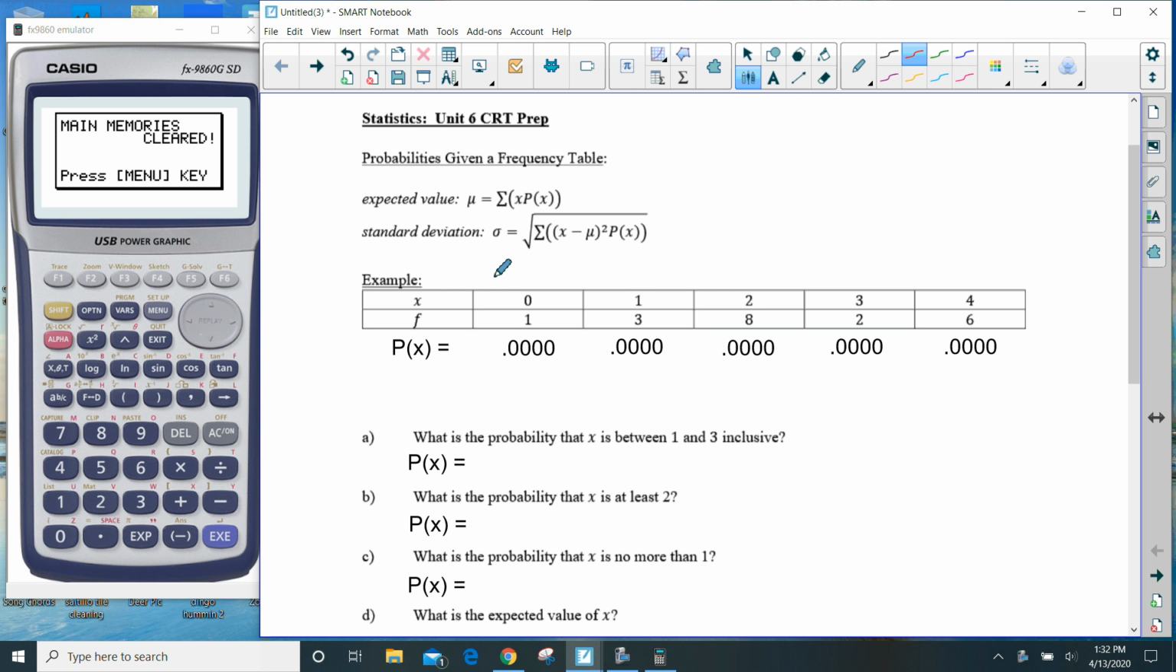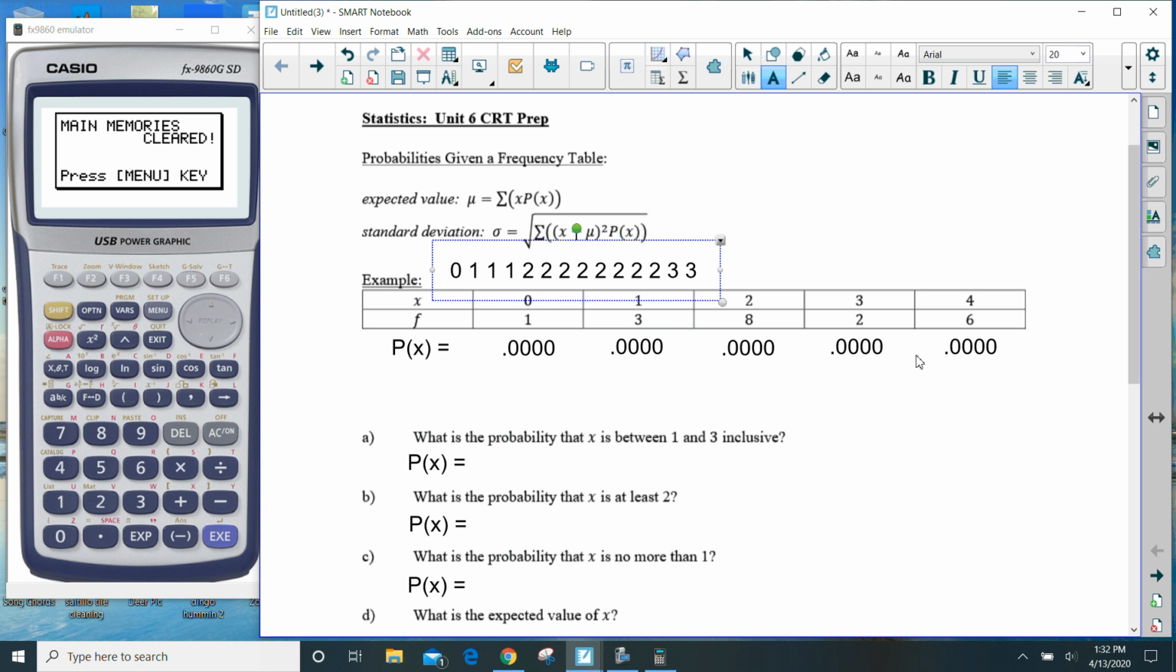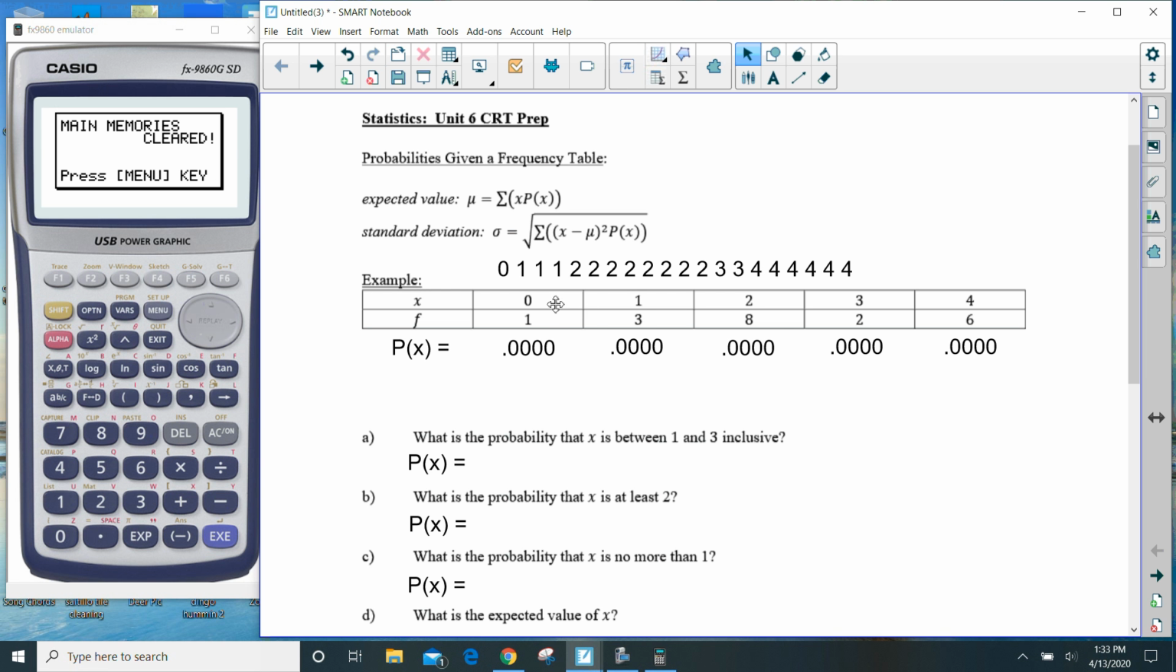Notice that you'll have X, which is just a bunch of different numbers, and then a frequency. So there's 1 zero, there's 3 ones and 8 twos, etc. If I was forced to create the list, it would be 0, 1, 1, 1, 2, 2, 2, 2, 2, 2, 2, 2, 3, 3, 4, 4, 4, 4, 4, 4. That's technically what the list would be: 1 zero, 3 ones, 8 twos, 2 threes, and 6 fours.